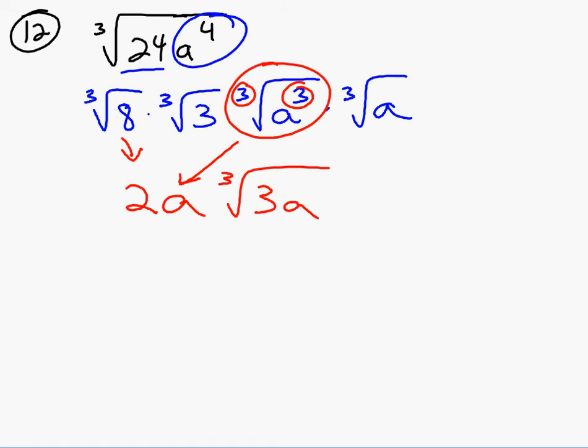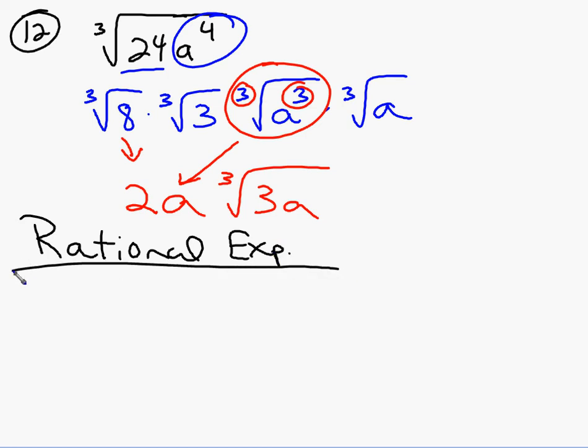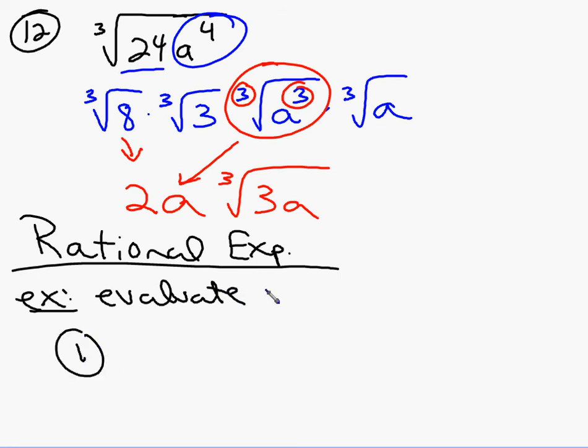Follow the notes. Now, we need to get to rational exponents before we run out of time. Rational exponents are ones where we have something like this. And I'm going to go straight to an example. Let's say you're asked to evaluate, without a calculator, something like 27 to the 2/3 power.